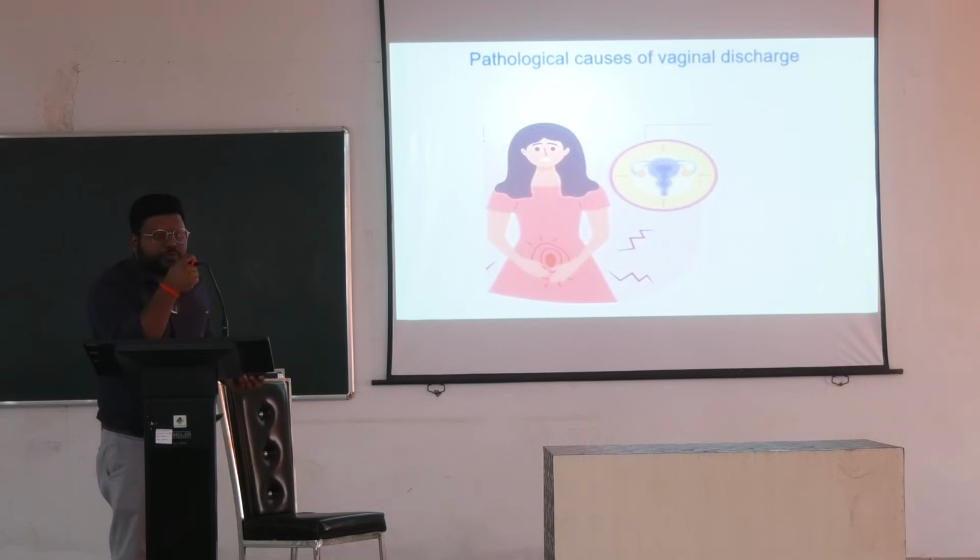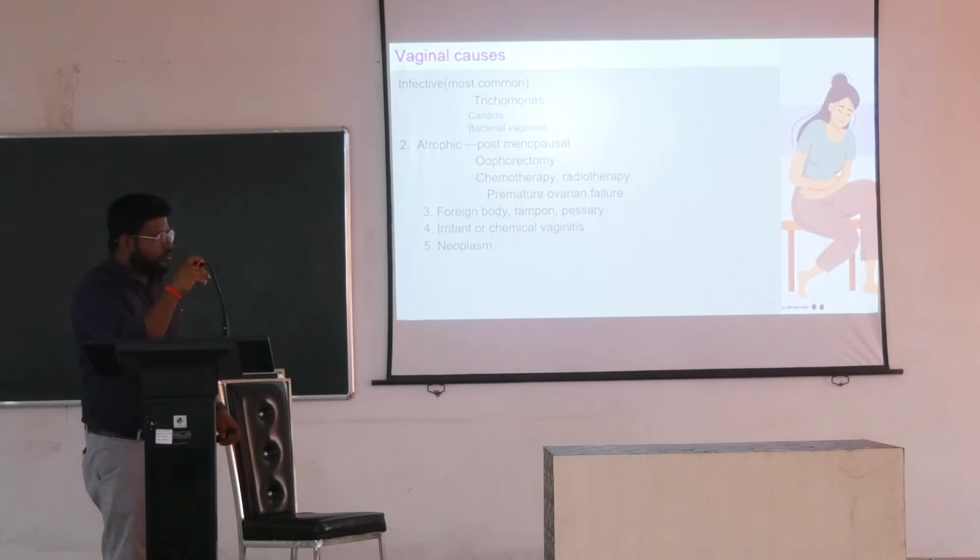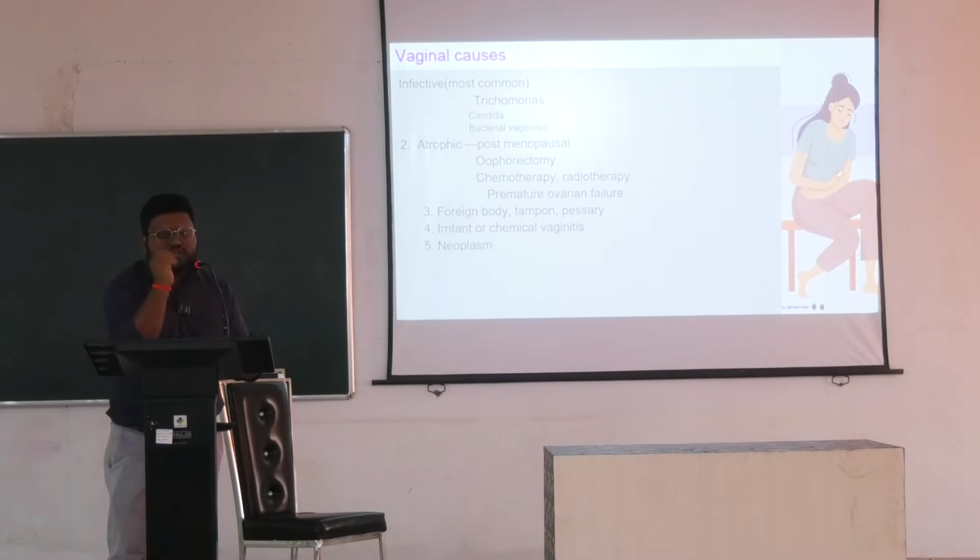Next we come to our main topic, pathological vaginal discharges. We'll talk about the causes of those. Infective causes are most important. Among them are Trichomonas vaginalis, bacterial vaginosis, and Candida. These are important causes. The other causes being atrophic vaginal discharges, post chemotherapy, post radiotherapy, post oophorectomy, post hysterectomy, all of these.